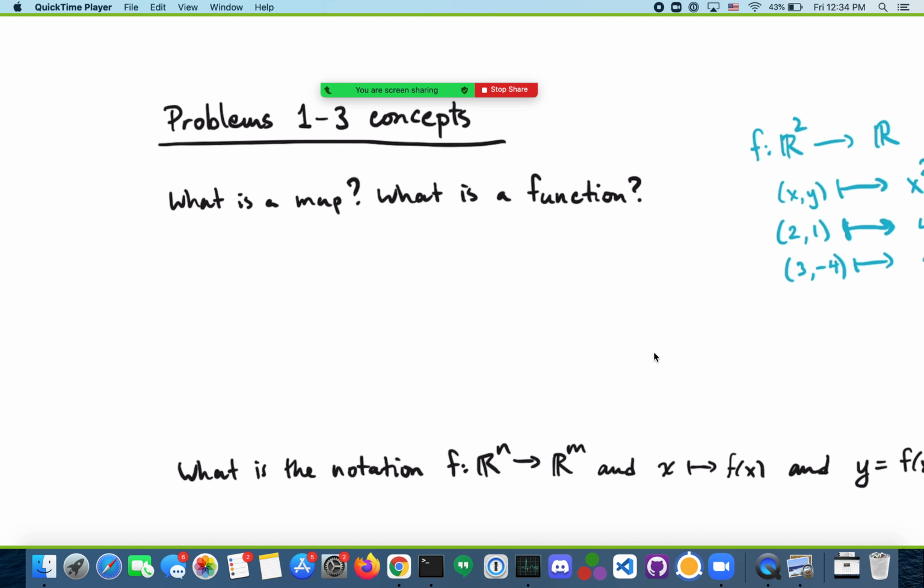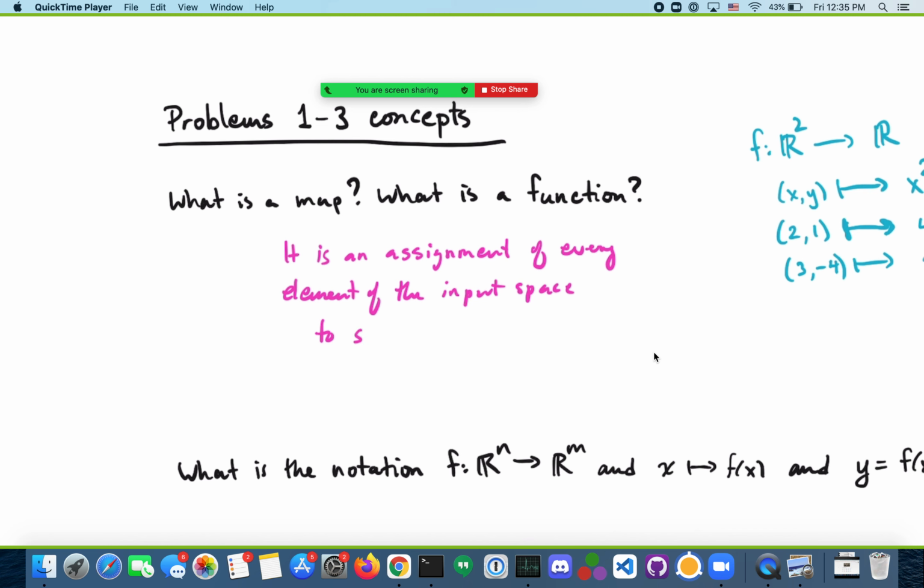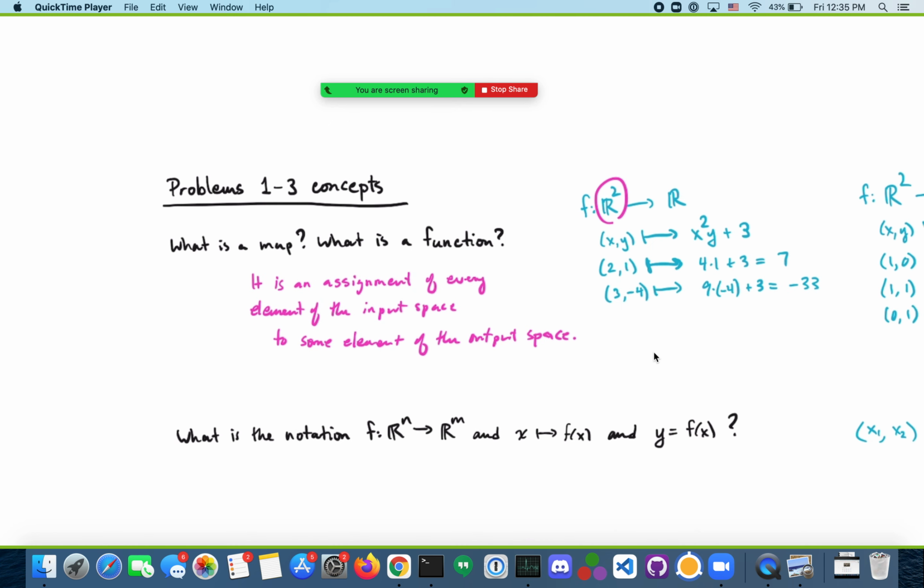So what is a map? What is a function? It is an assignment of every element of the input space to some element of the output space. So that is what it does. It's an assignment. Here the input space was R2 and the output was R. So every element of R2, every point in the plane, gets assigned a real number.